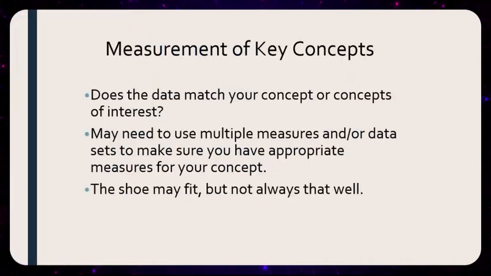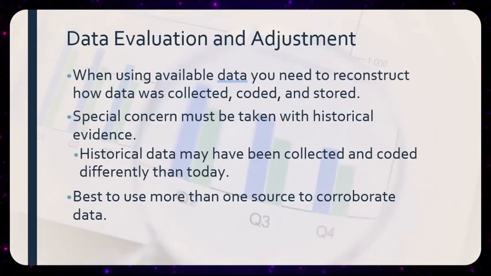In addition, when we're using available data, we are not always going to find data that perfectly matches the concepts we want to measure. And we may need to take multiple measures or multiple different sources of data in order to make sure we have complete measurement of our concepts, or that the measurements for our concepts are appropriate. So it's like the idea that the shoe may fit, but not always well, and we may have to cobble together different sources of data in order to get a more complete picture.